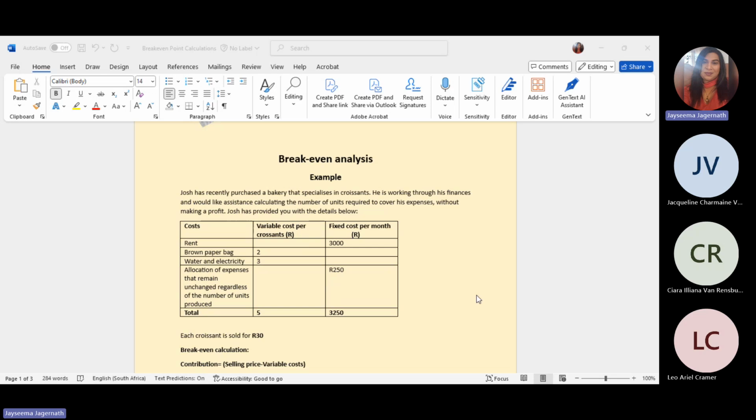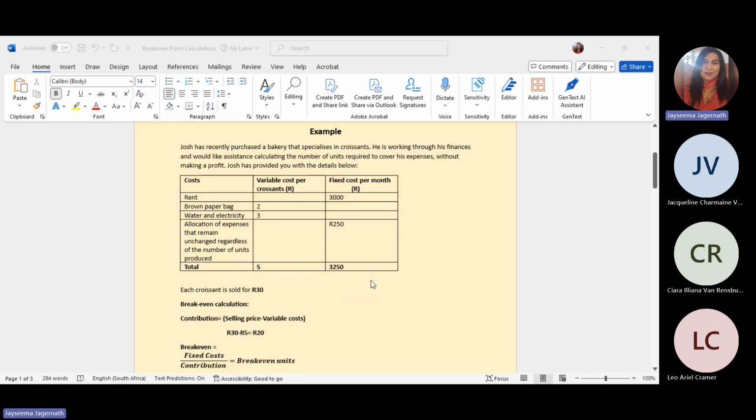When you are stressed in that exam, and this is usually at the end of a paper, just know that they're asking you for break even. Okay, sometimes they won't exactly ask for it. Okay, then you've got a table with the different types of costs that they have. Each croissant is sold for 30 Rand and you need to calculate break even. Okay, so the first thing we need to do is the calculation.